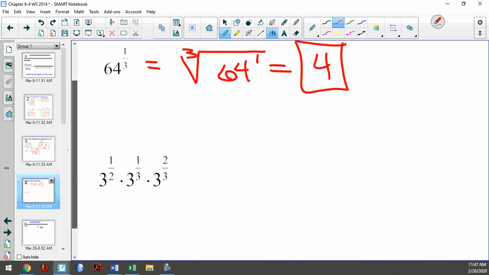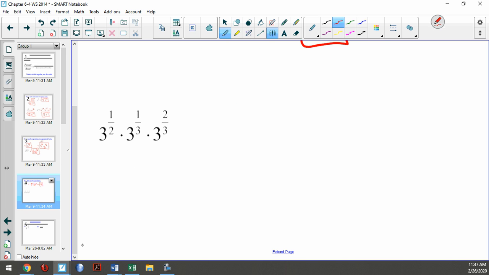Okay, let's go to the next one. 3 to the half times 3 to the 1/3 times 3 to the 2/3. How many different bases do I have? So I have one unique base. I have 3 things being multiplied together, but they all have exactly the same base. So like I said earlier when I reviewed, when you have the same base and they're always after multiplication, what do you do next? You add them. So this is going to be 3 to the 1/2 plus 1/3 plus 2/3.